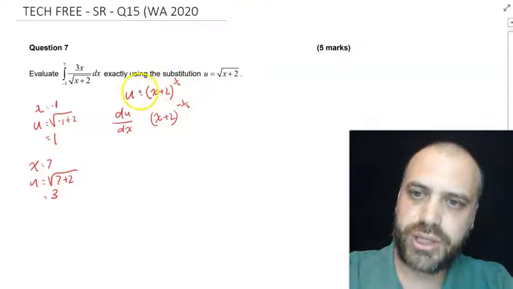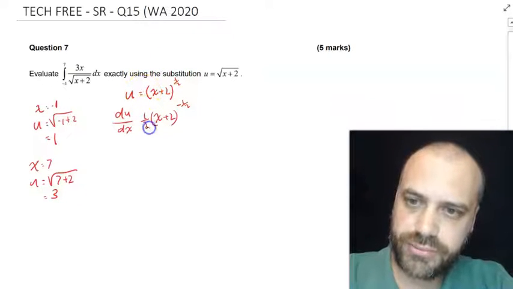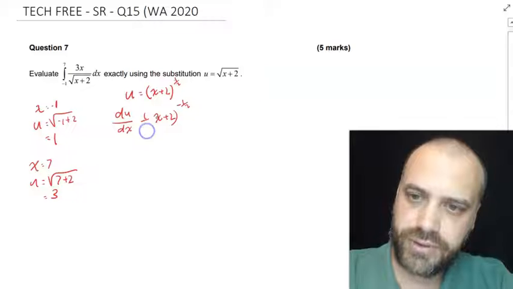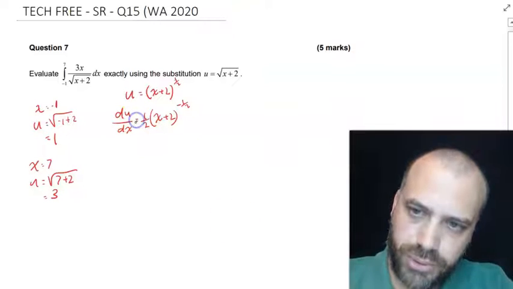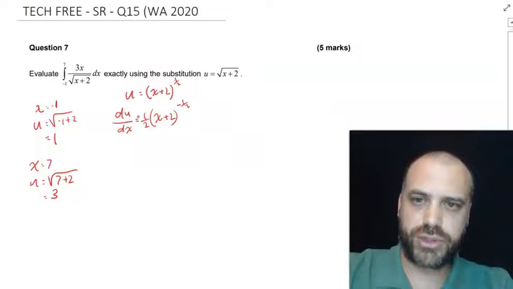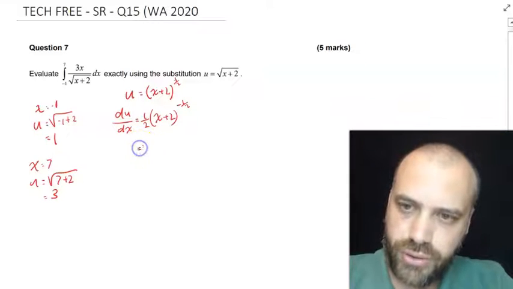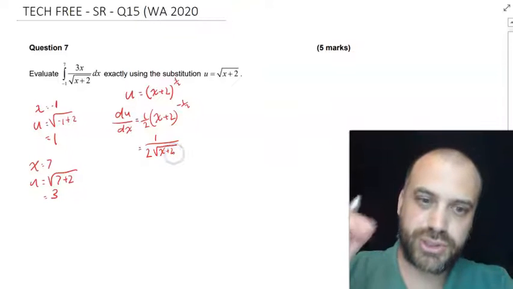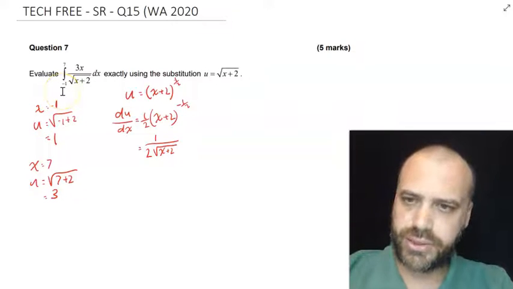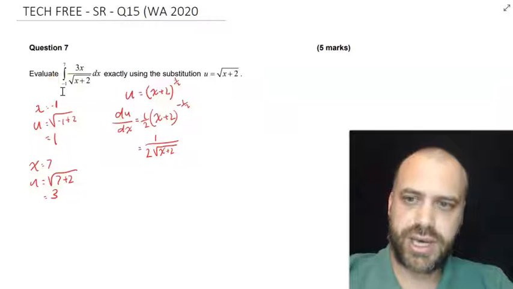Okay, I also need to bring that half out the front, don't I? Alright, so that's half (x plus 2) to the -1/2. Now, it's probably going to be easier if we're still working in terms of that square root though. So rewriting this, we get 1 over 2 square root x plus 2. Okay, we're not done there yet though, because we need to write it in terms of dx.